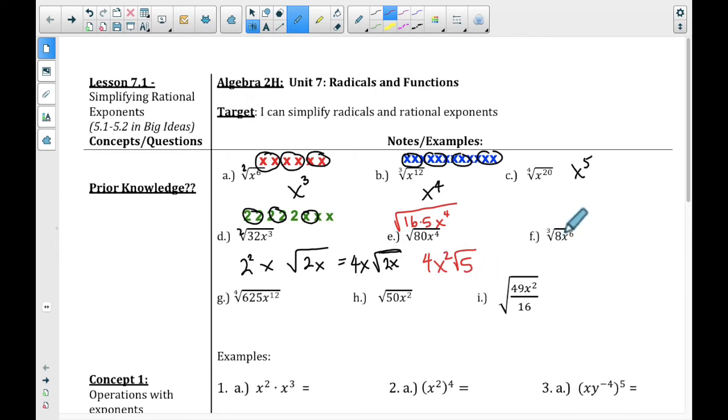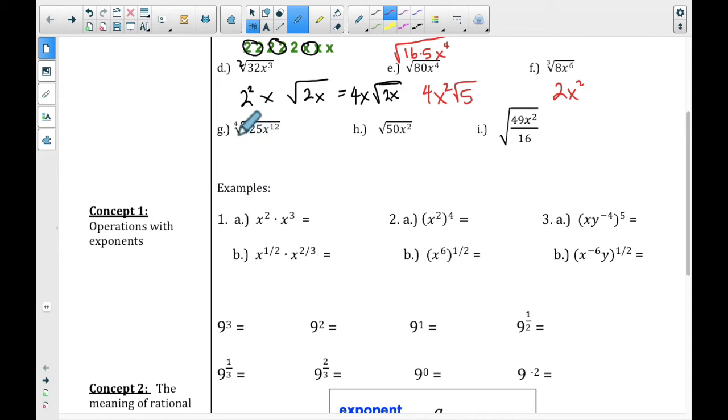Third root is similar. Now we're just on our perfect cubes list. We have to look at the cubes because 8 is 2 to the third, and so that is 2. And x to the 6th, the cube root of that is x squared because 6 divided by 3 is 2. All right, we also have higher roots. We have 4th root, 5th root, 6th root, whatever. So 625, I don't remember if that's on your list or not, but let's think about it. 5 times 5 is 25, times another 5 is 125, times another 5 is 625. So the 4th root of 625 is actually just 5. And 12 divided by 4 is x to the third. So that is that answer there.